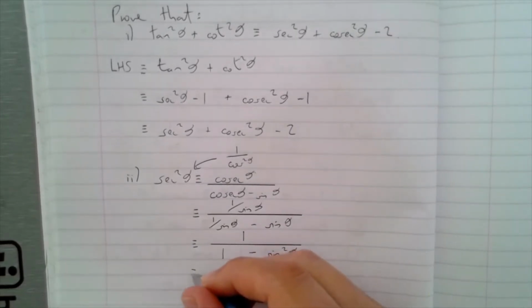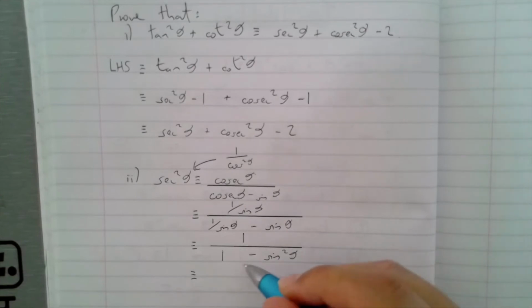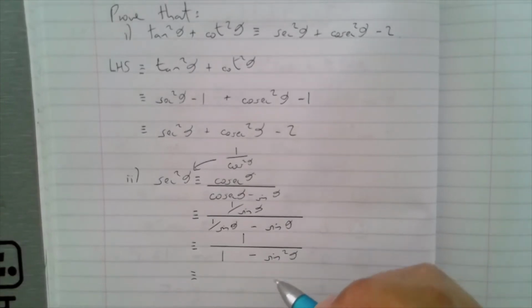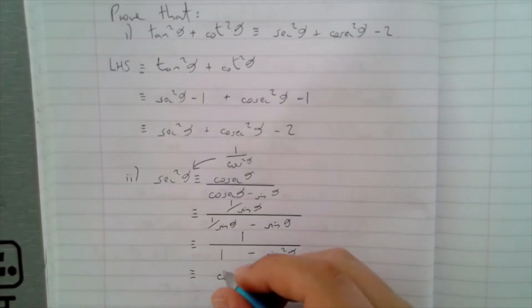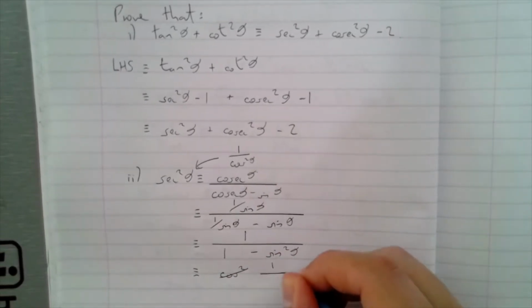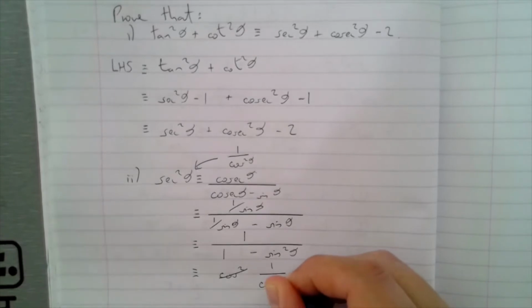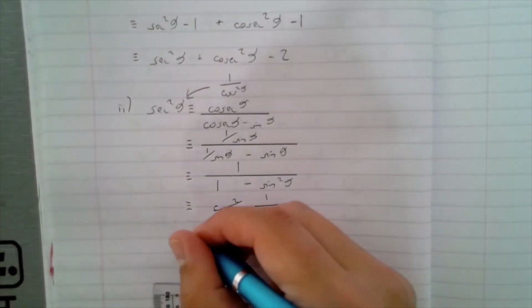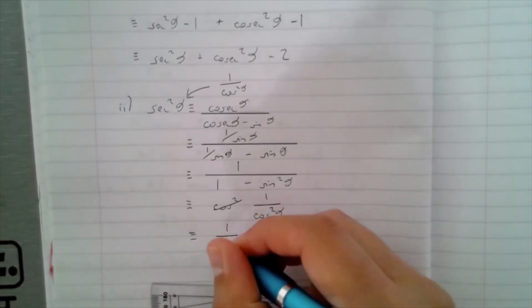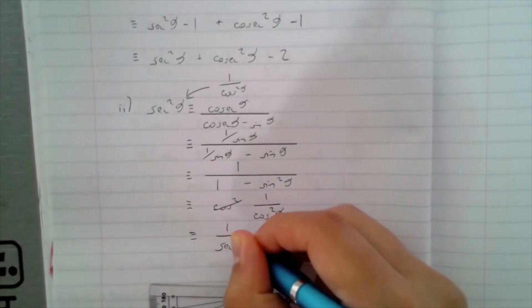That's good news. The top is 1, and the bottom is 1 minus sine squared, and 1 minus sine squared is cos squared, using our sine squared plus cos squared equals 1 identity. And 1 over cos squared is just 1 over sec squared.